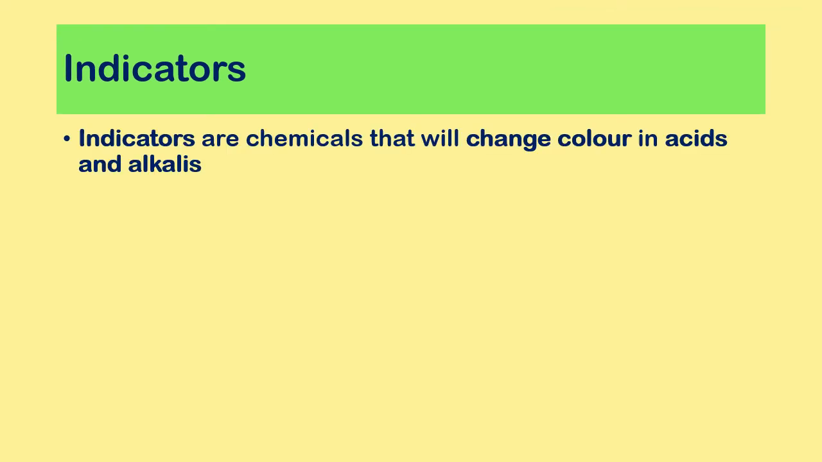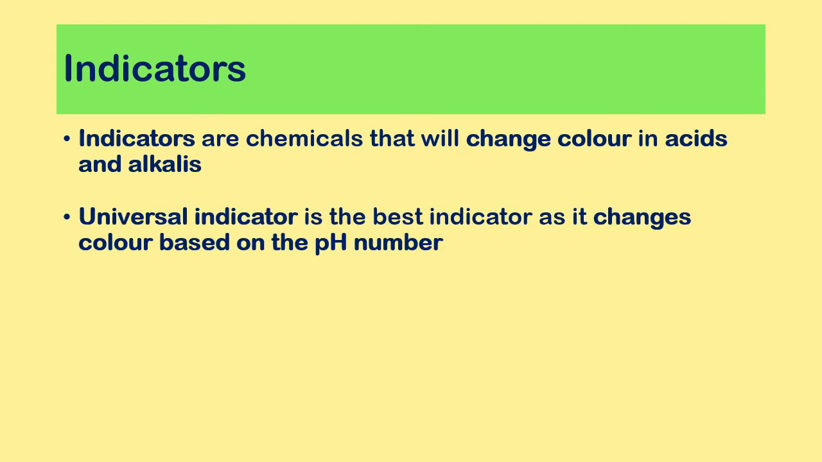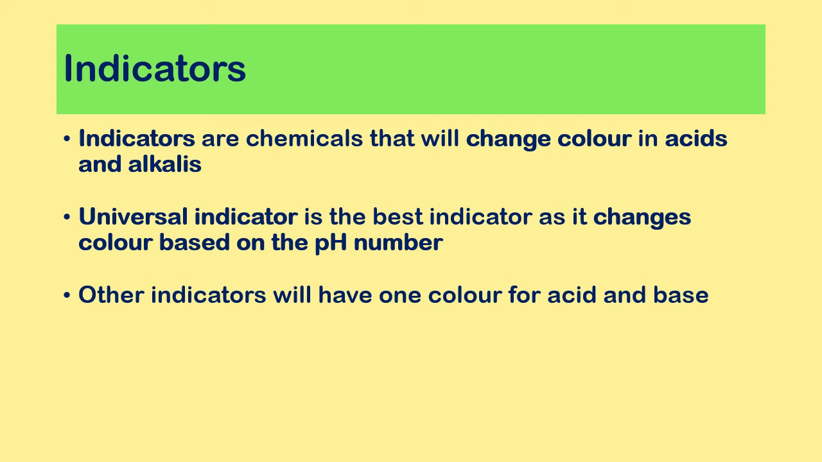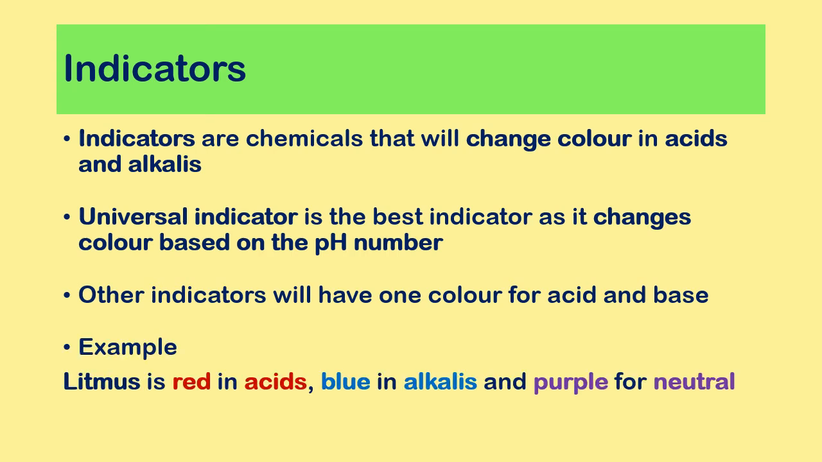Now, indicators are used to help us determine what the pH of a substance is. They will change colour in an acid or an alkali. The most useful indicator is called universal indicator, as it changes colour based on the pH number. So it will be a different colour in pH 1 compared to pH 2, all the way up to pH 14. Most other indicators only have 2 colours, and they will be one colour in an acid and another colour in a base. Universal indicator has lots of different colours.